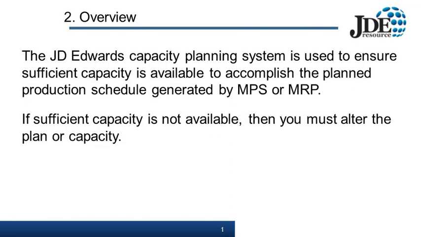The JD Edwards capacity planning system is used to ensure sufficient capacity is available to accomplish the plant production schedule generated by the master production schedule or material requirements planning. If sufficient capacity is not available, it comes down to two options. You either alter that plan, the master production schedule or MRP, or adjust your capacity, whether it be people, machines, hours.